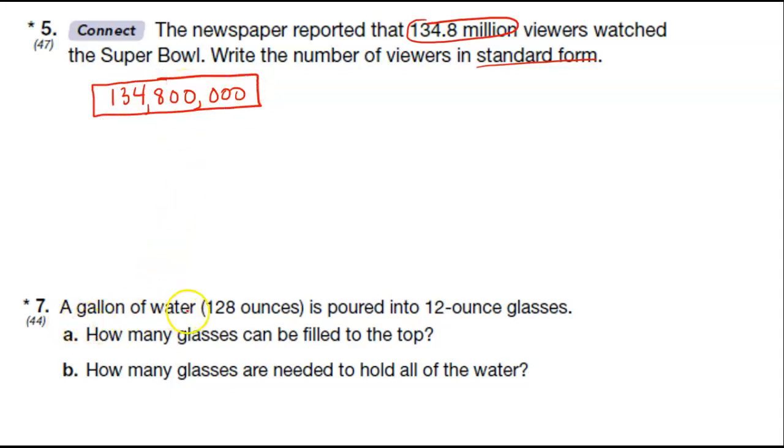Okay, a gallon of water, 128 ounces, is poured into 12-ounce glasses. How many glasses can be filled to the top? So I'm going to have to divide. I think it's 10 glasses. How many glasses can be filled to the top would be 10 glasses. And then how many glasses are needed to hold all of the water? We're going to need 11 glasses because we have 8 ounces left over.